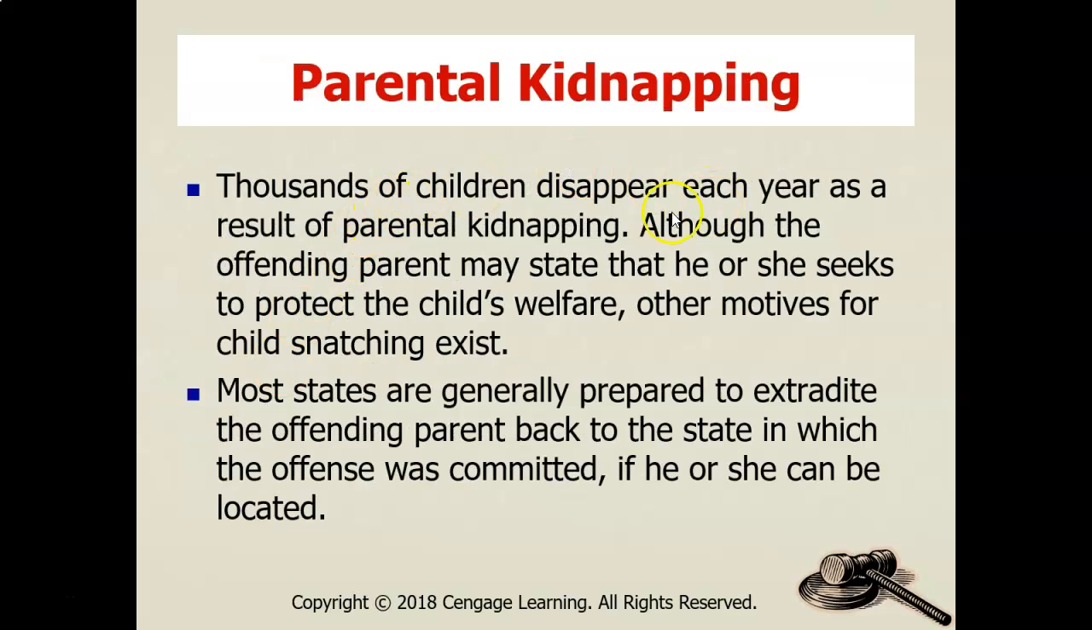So, thousands of children disappear each year. Although the offending parent may state that he or she seeks to protect the child's welfare, other motives for child snatching exist. We don't call it child snatching. Again, we fall under that interference with custody. Most states are generally prepared to extradite the offending parent back to the state.